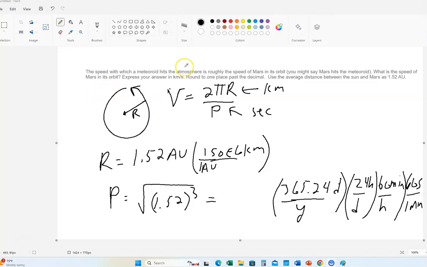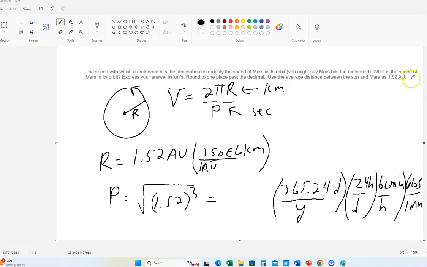The speed at which a meteor hits the atmosphere is roughly the speed, in this case, of Mars in its orbit around the sun. So you might say that Mars hits the meteoroid. Remember, meteoroid just means it's something in space. It could be like a little dust particle. What is the speed of Mars in its orbit? That's the thing we're looking for. We express our answer in kilometers per second, rounded to one place past the decimal.